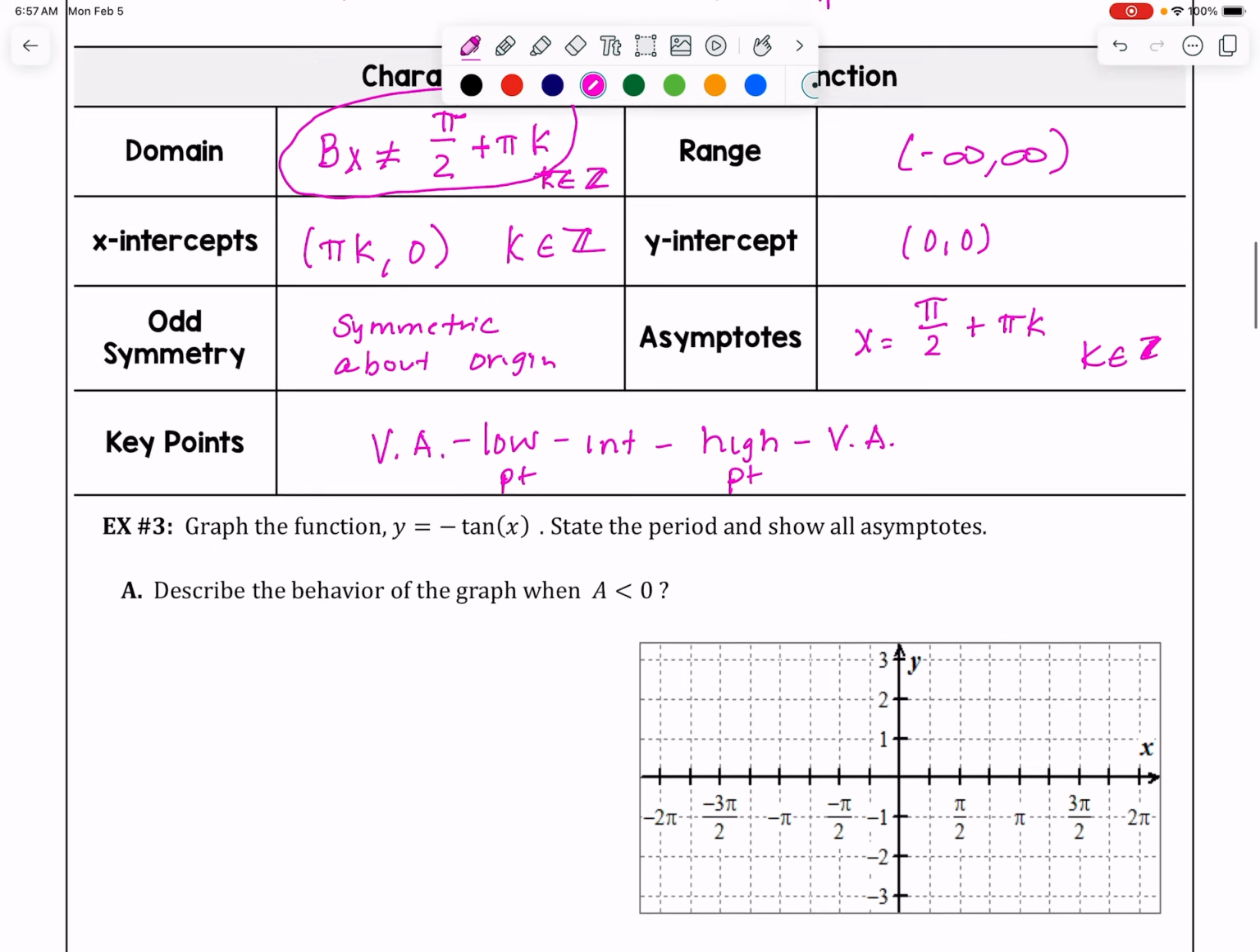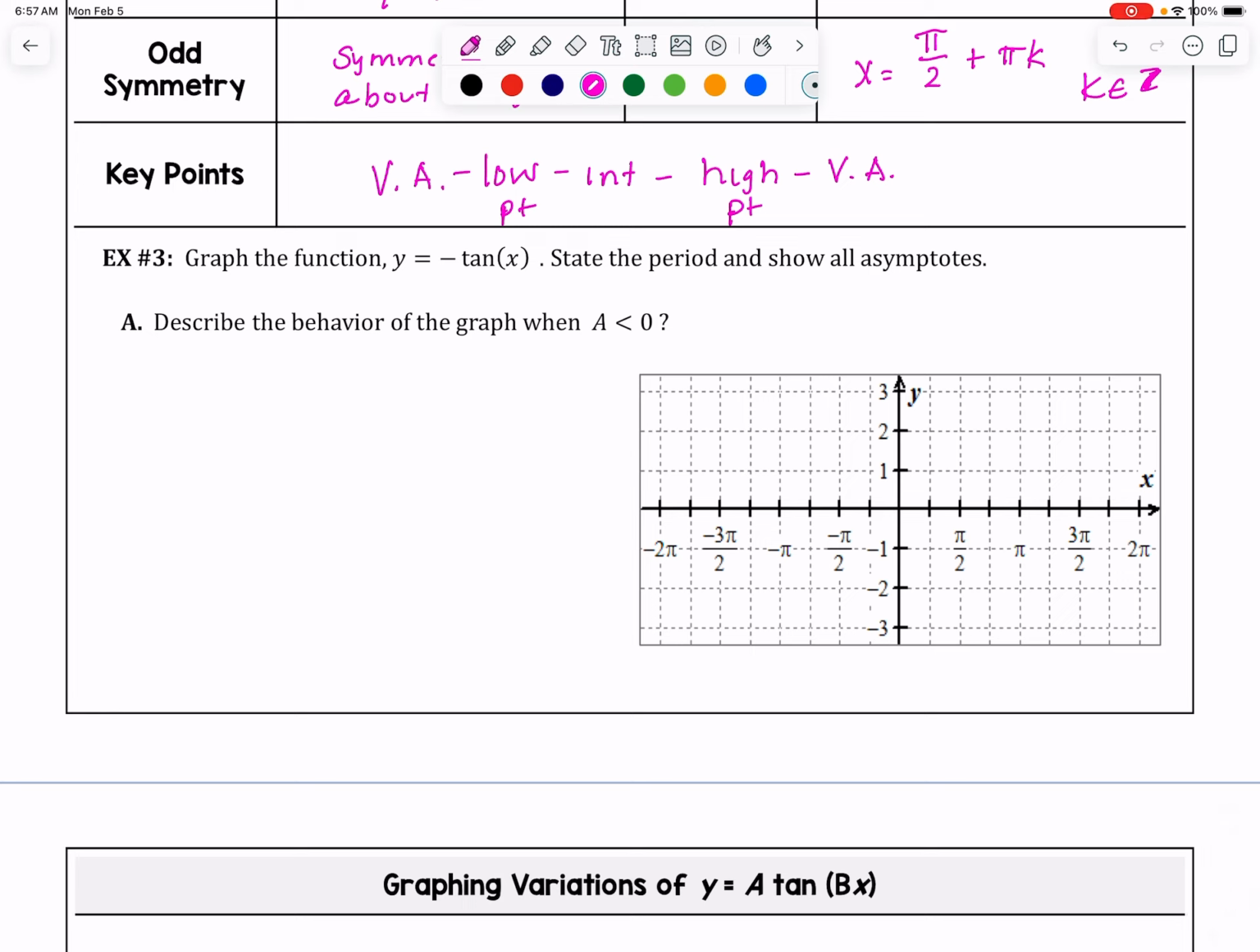Okay? All right. Graph the function, state the period, and show all asymptotes. Okay. Well, remember, this is just y equals -1 tangent of 1x. You could put a -1 out there. So your b is 1. Okay. So let's describe the behavior, and we need to show the period. Our period, remember, for tangent is pi. So pi equals pi over b. So we can find b, and b is 1, right? So our period is pi for this particular function.